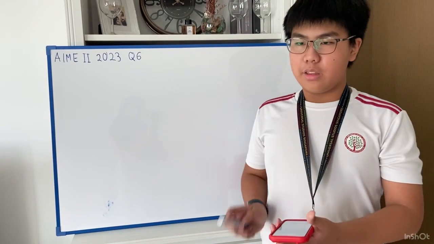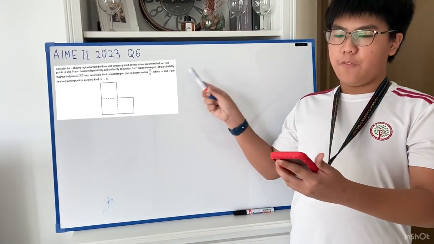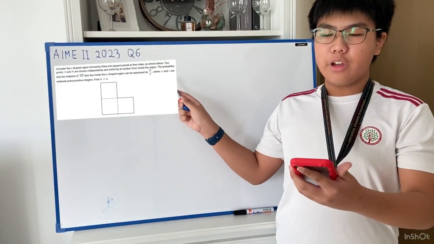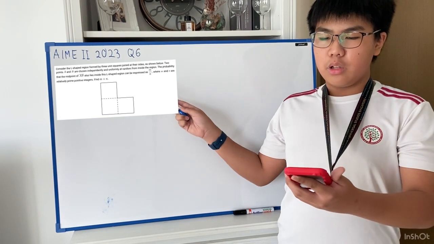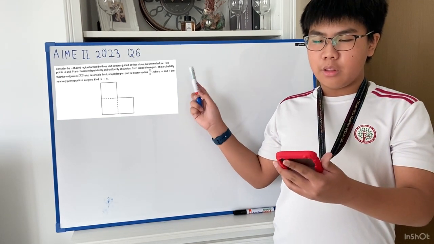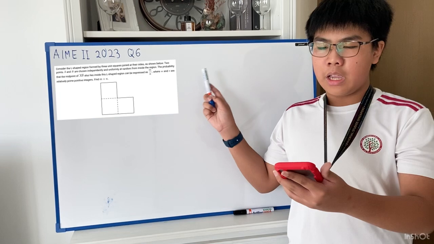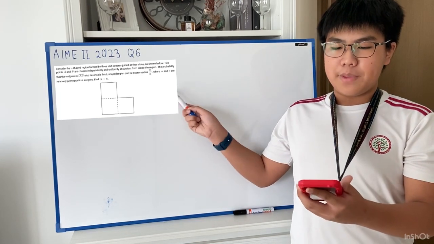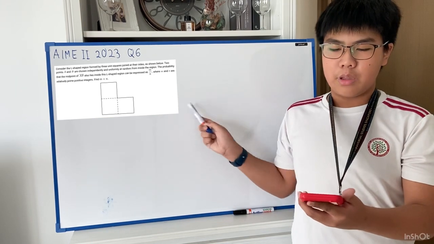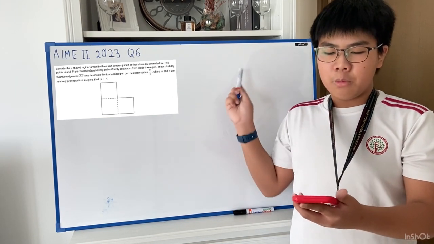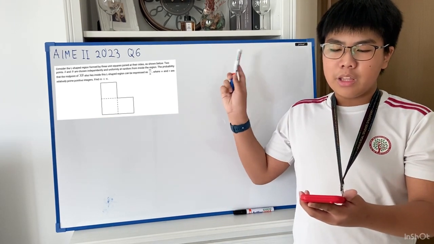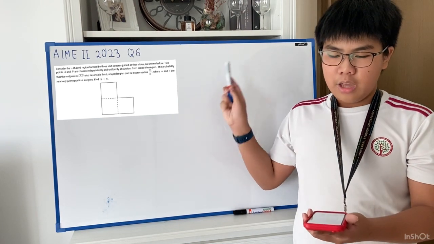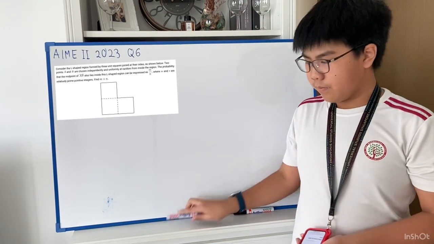Here is the question. Consider the L-shaped region formed by 3 unit squares joined at their sides, as shown below. 2 points A and B are chosen independently and uniformly at random from inside the region. The probability that the midpoint of AB also lies inside this L-shaped region can be expressed as m over n, where m and n are relatively prime positive integers. Find m plus n.